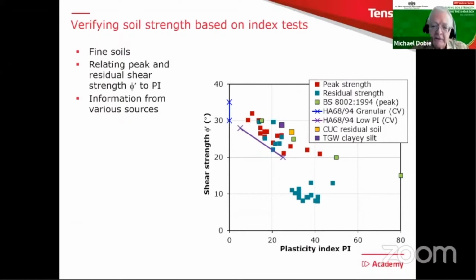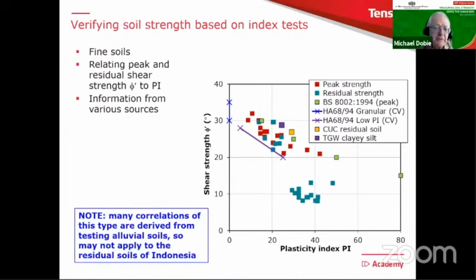These are results from various sources plotting phi dashed for clays and clay silts against the plasticity index. And you can see how in general terms, especially for the peak values, they reduce as the PI increases. And that's coming from various sources. Please be aware that in many cases, these correlations will have been derived from alluvial soils. So they may not apply to the residual soils which we have here in Indonesia.